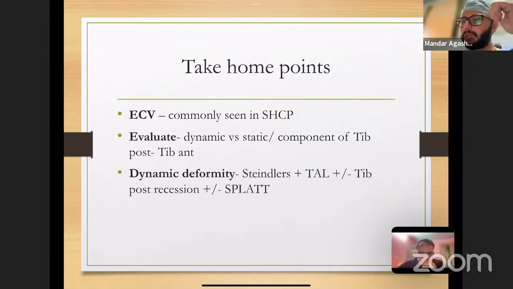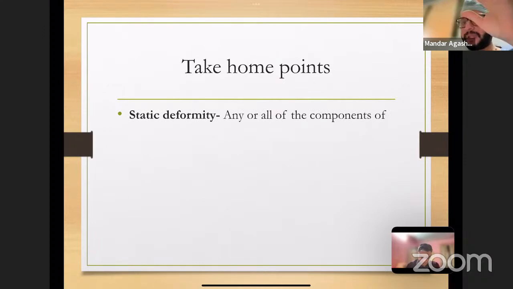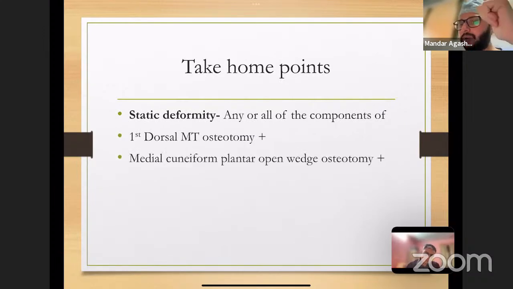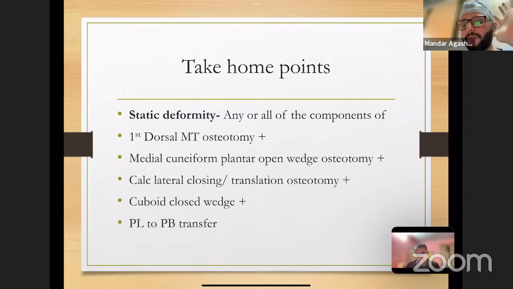In a dynamic deformity, the primary surgeries are Steindler's and a tendo-Achilles lengthening, with or without a tibialis posterior recession if there is a heel varus, or with or without a split tibialis anterior transfer if there is some amount of inversion in swing. And if there is a static deformity, then go for something known as a triple C osteotomy, which is with additional first dorsal metatarsal osteotomy with a medial cuneiform plantar open wedge osteotomy, the calcaneal lateral closing or translational osteotomy with cuboid closed wedge, and a PL to PB transfer.